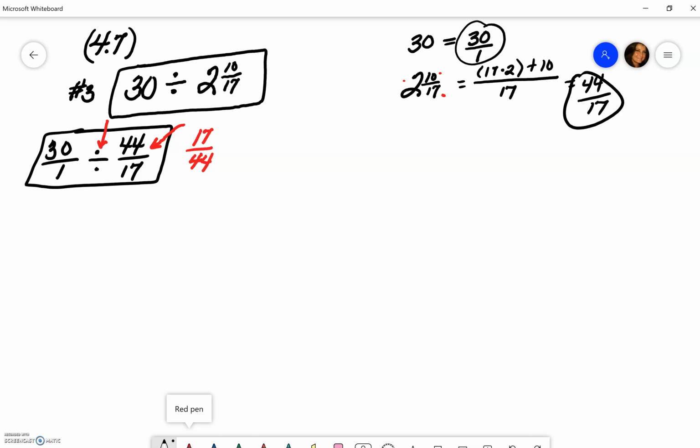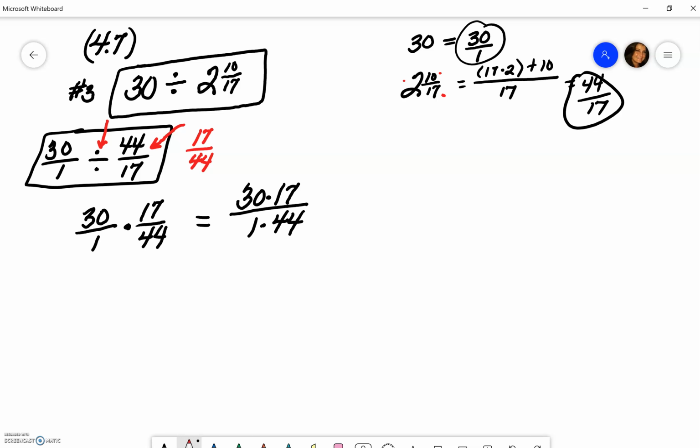So let's go ahead and write that out. If I have 30 times the reciprocal, which is 17 over 44, we've learned we just rewrite it as one fraction, which is 30 times 17 all over 1 times 44. Now we're going to evaluate that and ask, what can I factor out so I can simplify this fraction before I finish multiplying it out? Well, I see that 30 and 44 are both even numbers, so I'm going to try a 2. And I know 2 times 15 is 30, and I also know 2 times 22 is 44.